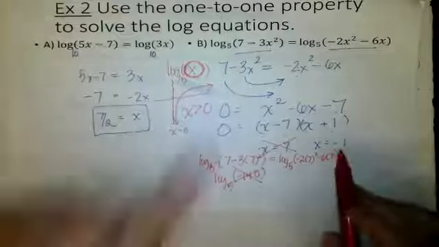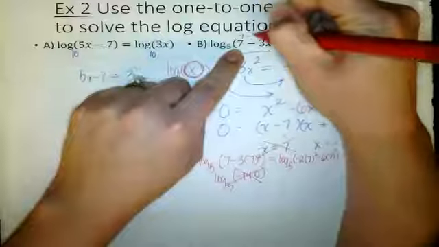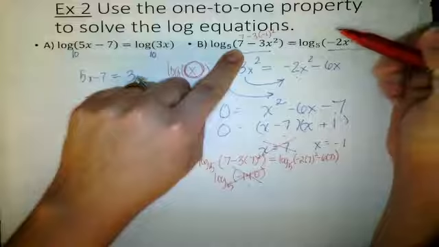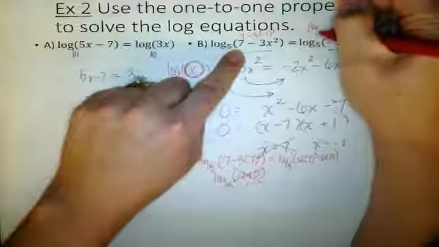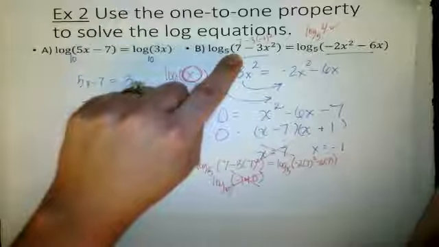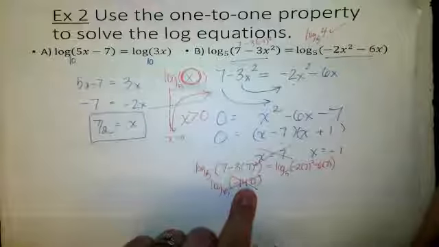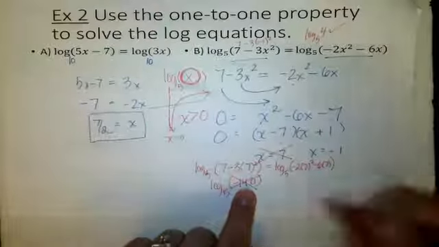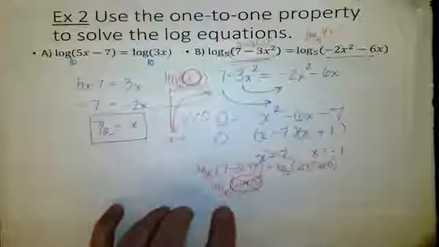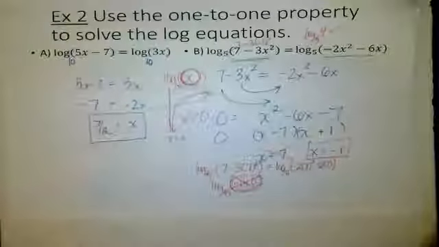Okay, now negative 1, when you plug negative 1 in, we would have 7 minus 3 times negative 1 squared. Well, that would be 7 minus 3, which is 4. Log base 5 of 4 is totally okay. 4 is a positive value. That's allowed, okay? But we cannot take the log of a negative argument. You'll notice I'm saying argument. The stuff inside the logarithm has to be positive. Okay, so negative 1 is a solution that's going to work.